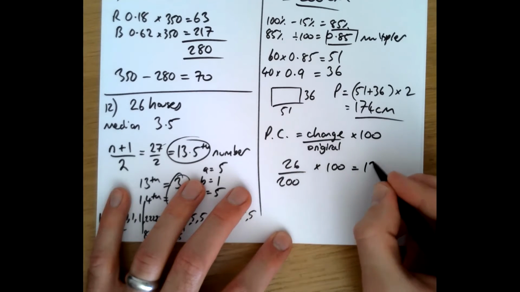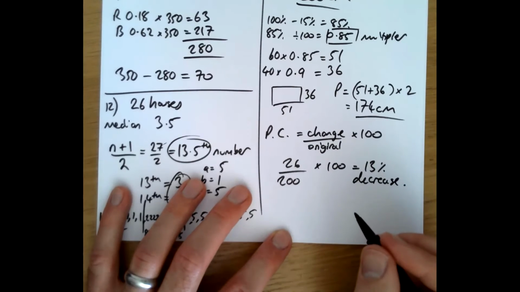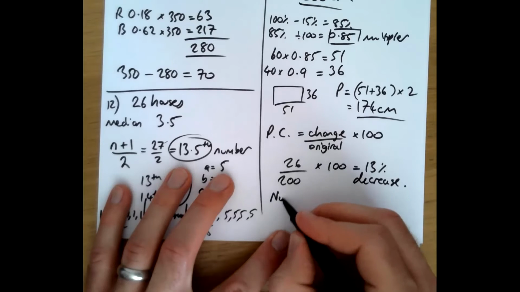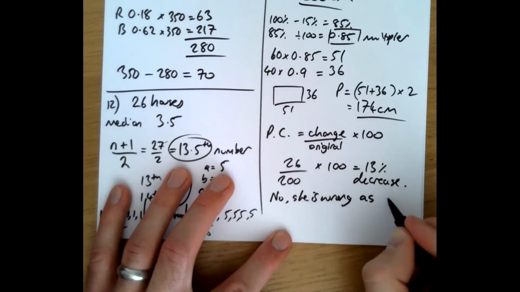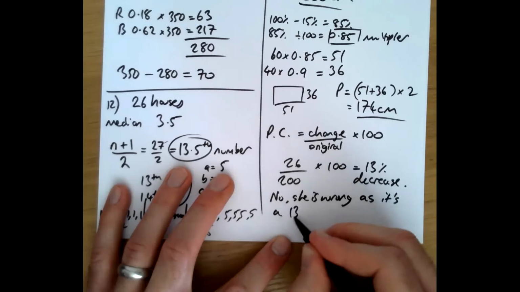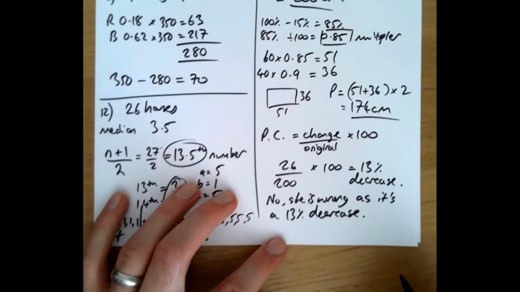13% decrease. And so it says, is she correct? No, she is wrong, as it's a 13% decrease, for example. Okay, so that's how you do that question.